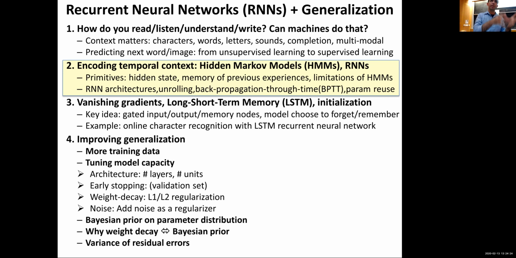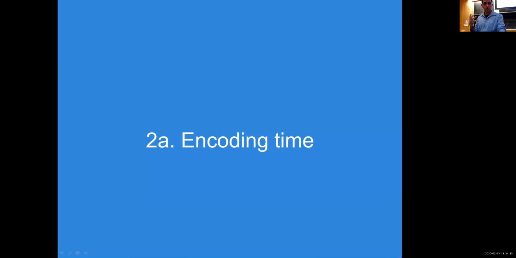They have many, many limitations. And today we're going to learn primarily about RNNs, so basically recurrent neural networks. Okay. So first of all, how do we encode time?